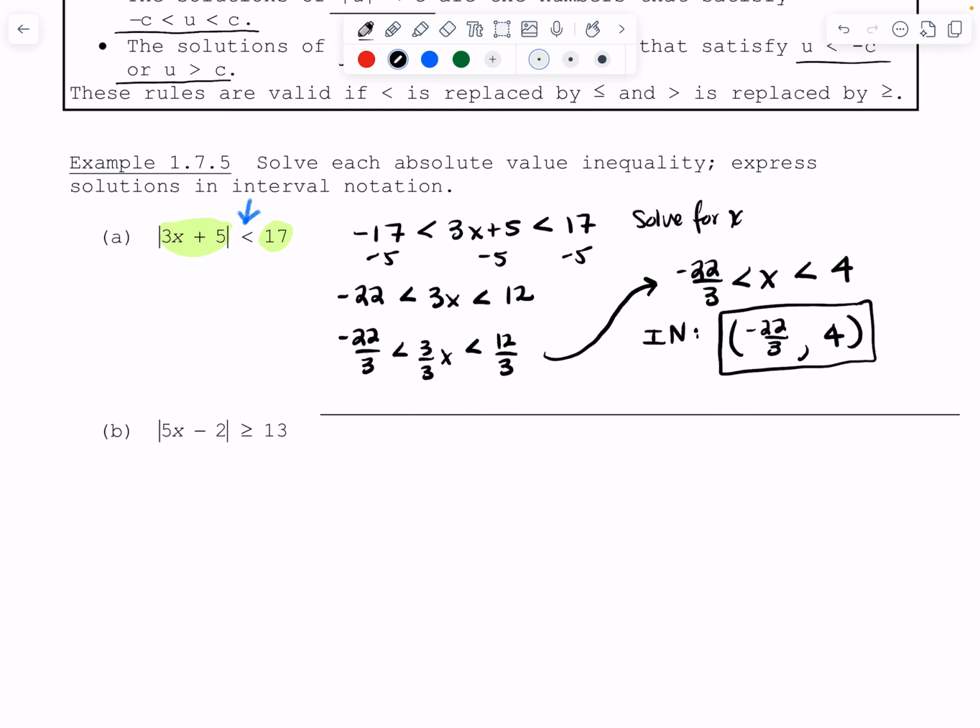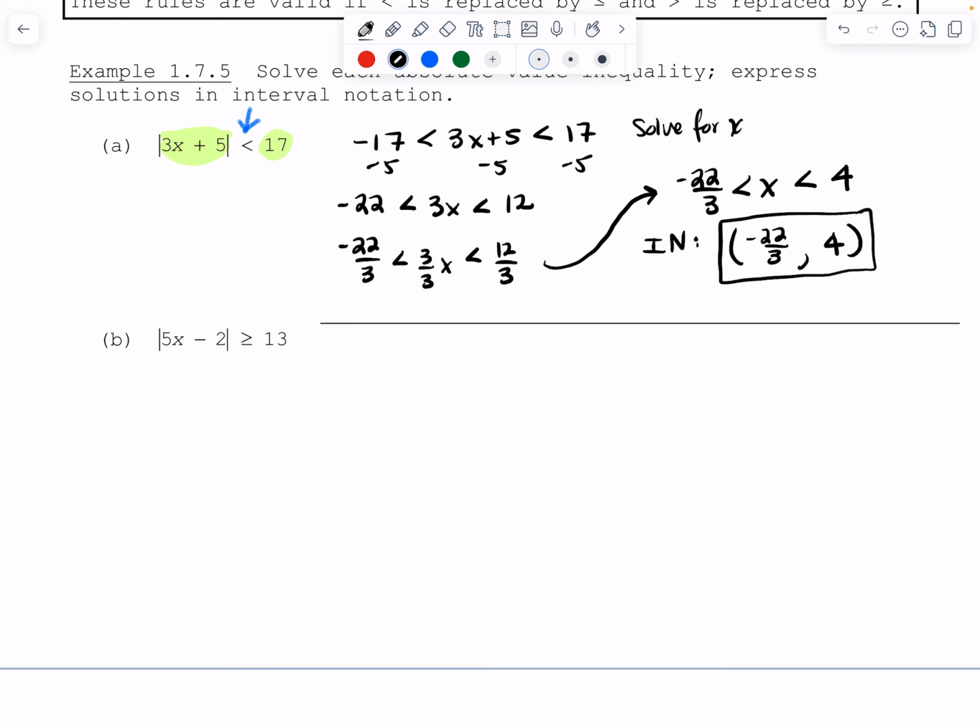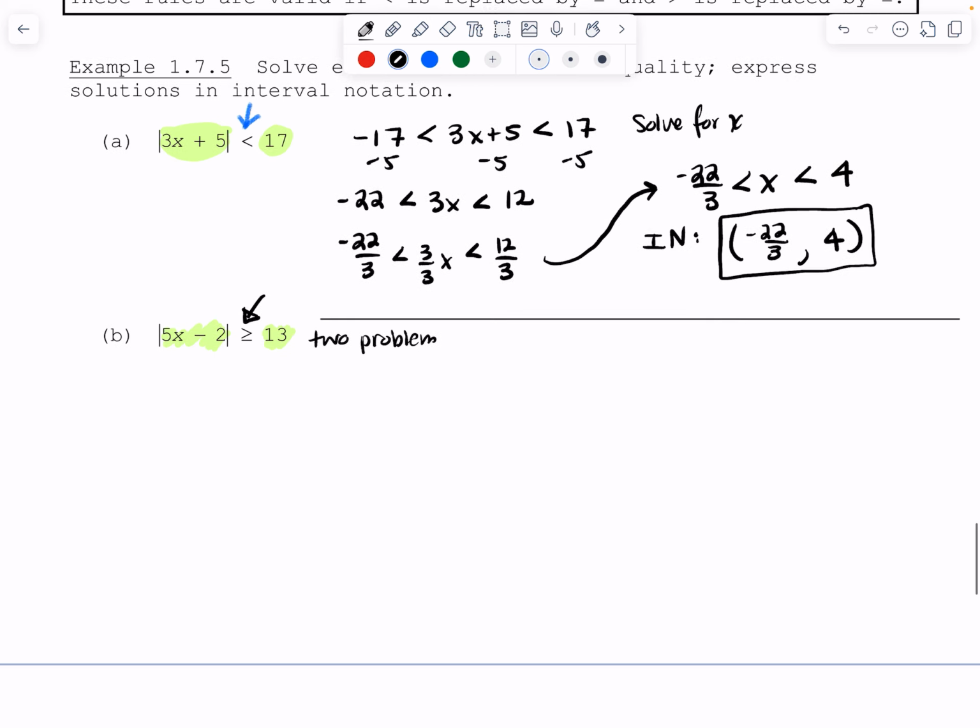Okay, so the next problem says the absolute value of 5x minus 2 is greater than or equal to 13. So again, I have my absolute value isolated. On the right-hand side is a constant that's positive. Now, I know I have two problems here. When the absolute value is greater than, I have to write up two problems and solve each independently.